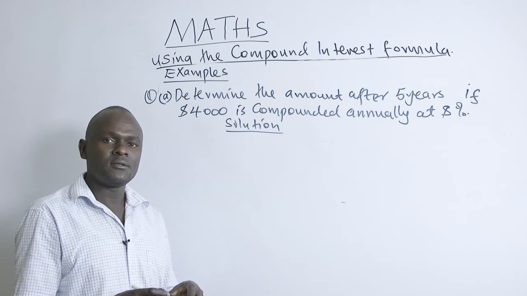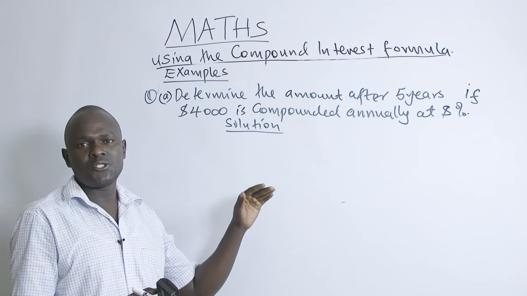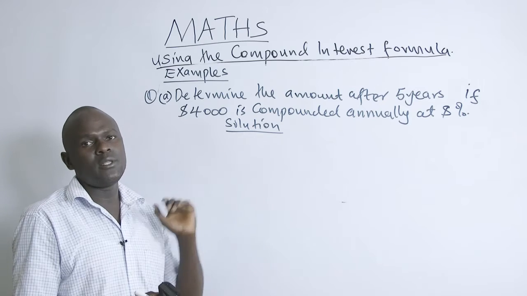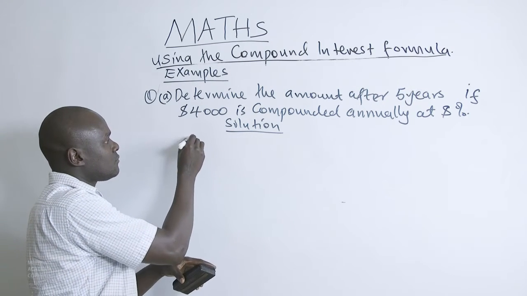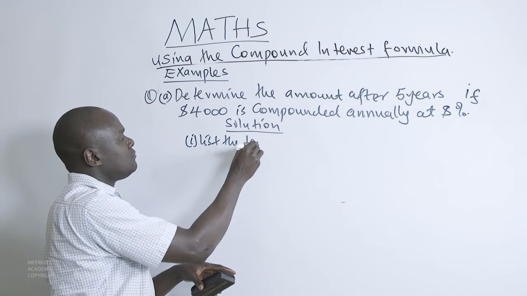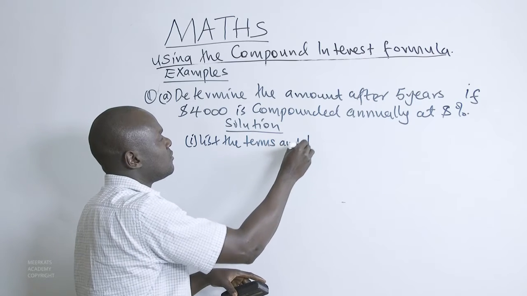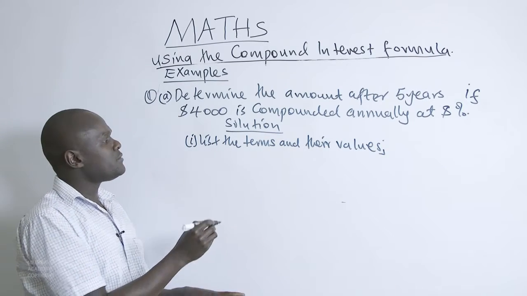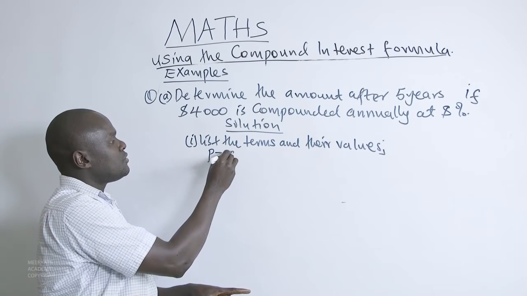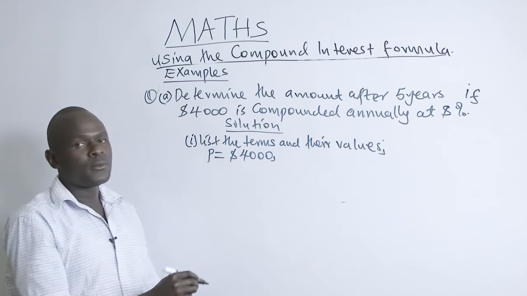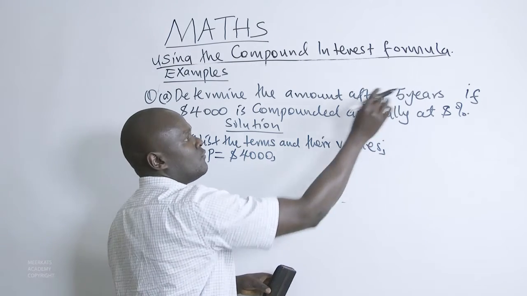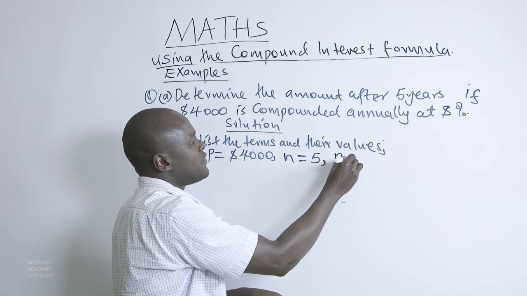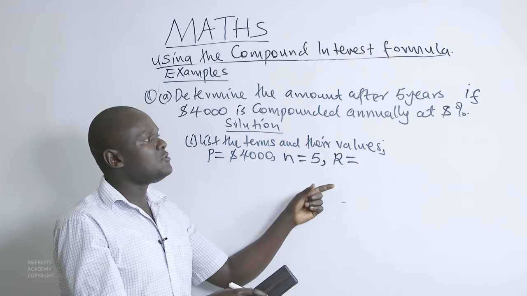Just like in the simple interest case, we proceed in the same version, where we start by listing down the terms together with their values that we have been provided with. That is the first thing. The terms we have been provided with are the principal, which is $4,000. We have also been provided with 5 as the periods, 5 years, and the rate, which is 8% per annum.